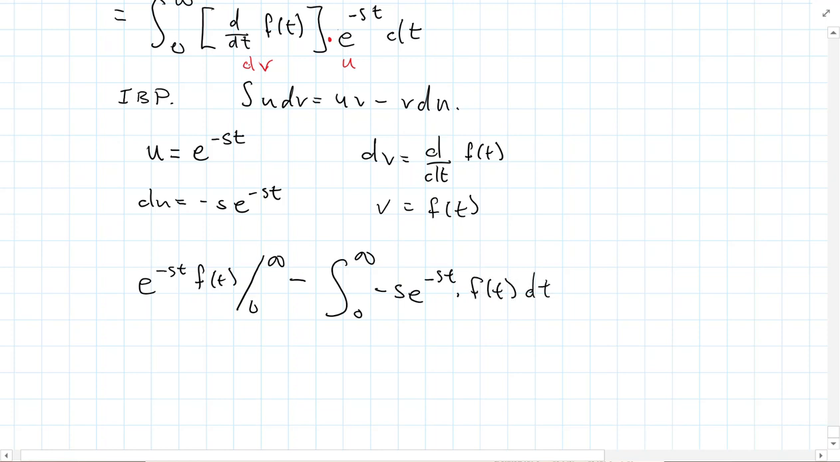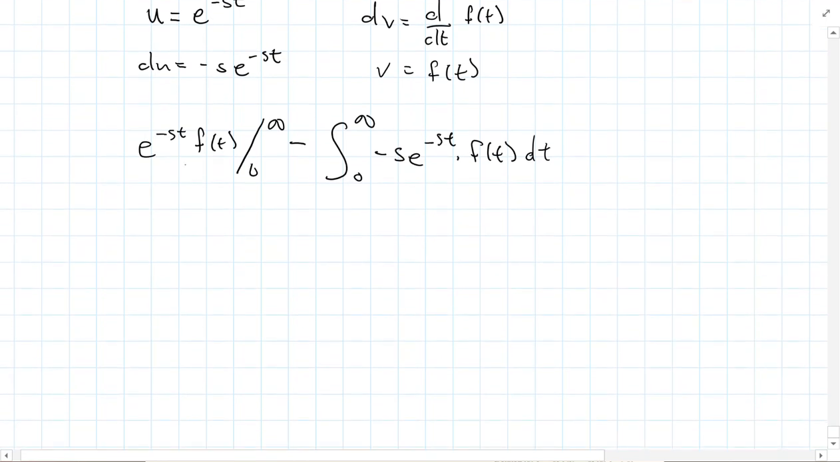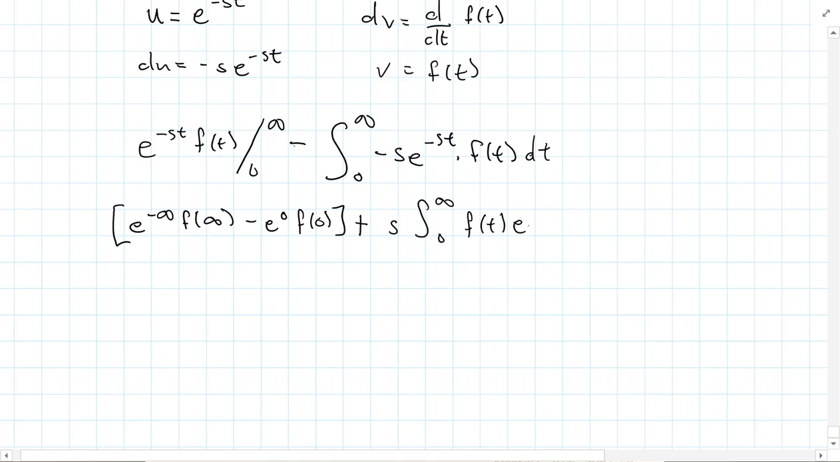So let's clean this up a little bit. First off, I'm going to have to evaluate this. So this is e to the negative infinity f at infinity minus e to the 0 f at 0. And this would then be plus, because I got a negative negative, I'm going to pull the s out, integral from 0 to infinity f at t e to the minus st dt.